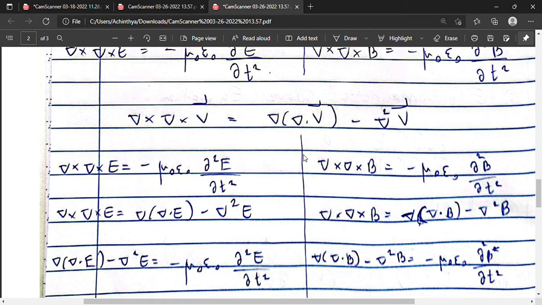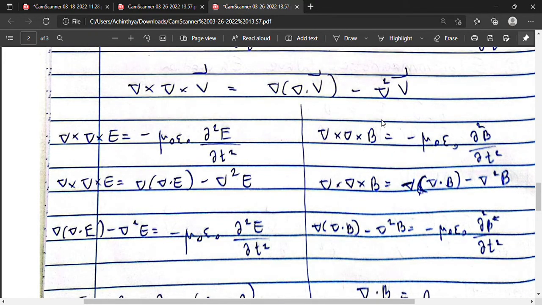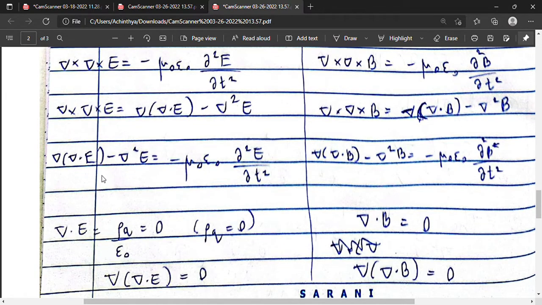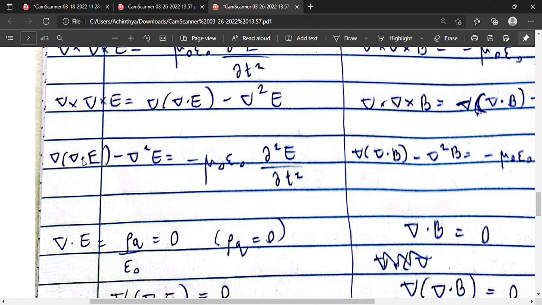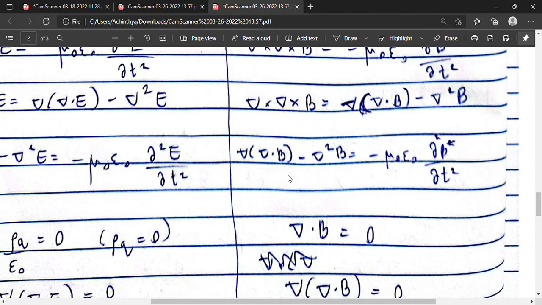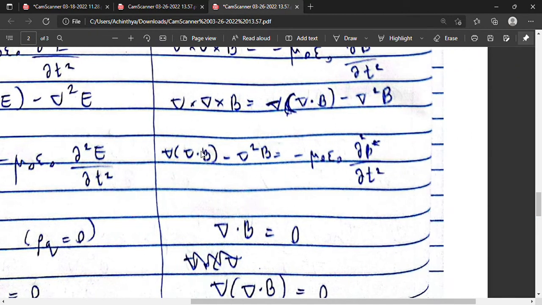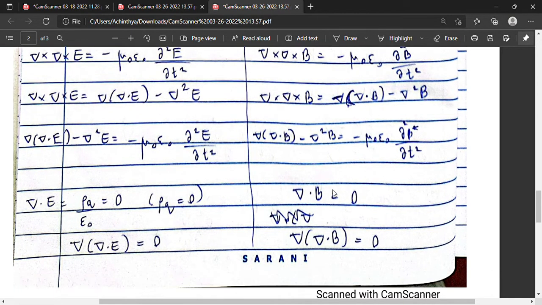So here we have the expressions for the curl of the electric and magnetic fields that we have derived from the electromagnetic wave equation, and now we substitute the two equations so that we have this expression in which the gradient of the divergence of the electric field minus the vector Laplacian of the electric field is equivalent to minus mu naught epsilon naught as a product of the second derivative of the electric field with respect to time, and this expression in which the gradient of the divergence of the magnetic field minus the vector Laplacian of the magnetic field is equivalent to minus mu naught epsilon naught as a product of the second derivative of the magnetic field with respect to time.